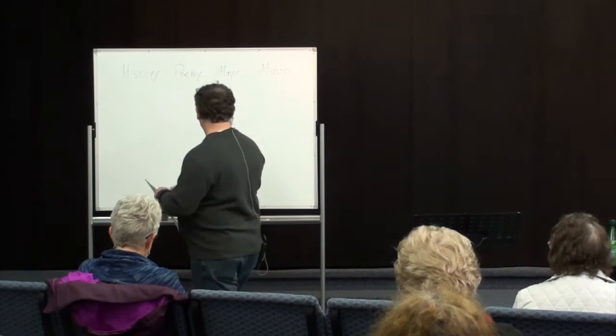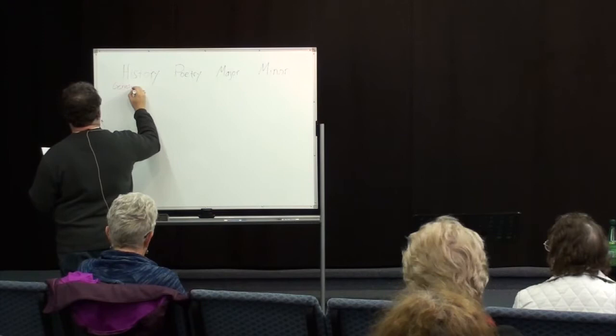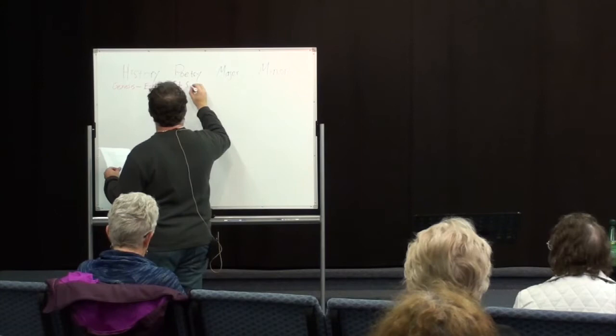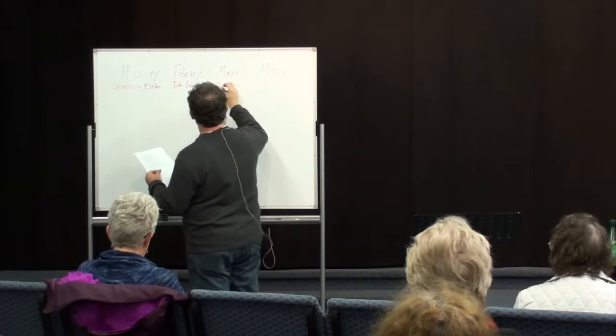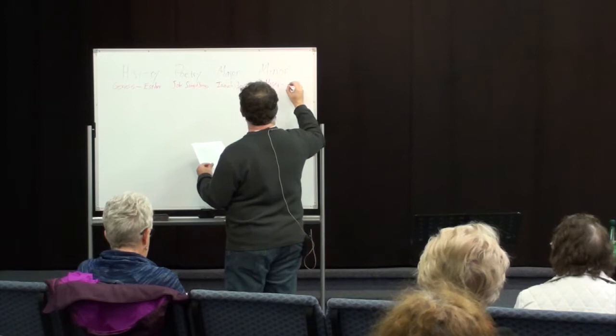Okay. And in each of these categories, you basically have Genesis all the way through Esther is history. You have Job, Song of Songs, or Song of Solomon, yep, in poetry. Your major prophets are going to start with Isaiah and go all the way through Daniel. And then your minor prophets are going to be Hosea to Malachi. Okay.